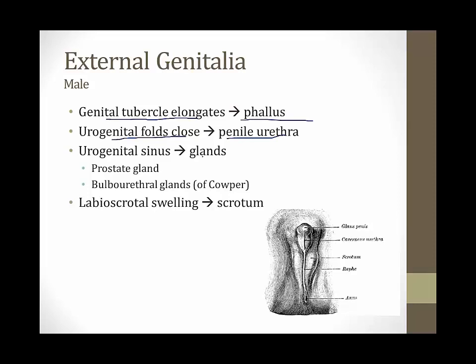And then the urogenital sinus will go on to form glands. Remember that that sinus is a cavity that goes inside the embryo. The opening to the cavity will be closed when the folds come together and form the penile urethra. But that cavity that goes inside of the embryo will form glands inside the embryo. And in the male, this includes the prostate and also the bulbourethral glands of Cowper, which both contribute some of the fluid to ejaculate. And then finally, those labial sacral swellings, which are those swellings of tissue on the outside of the indifferent gonad, will ultimately go on to form the scrotum.